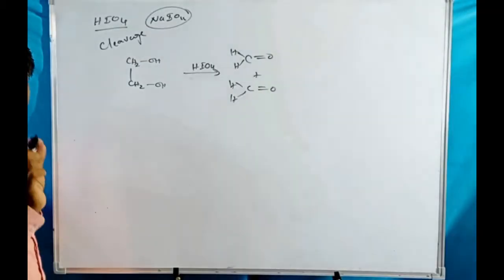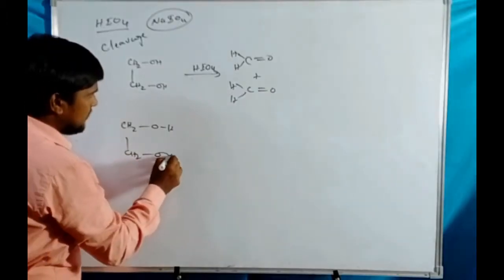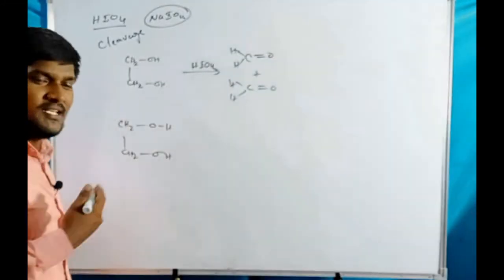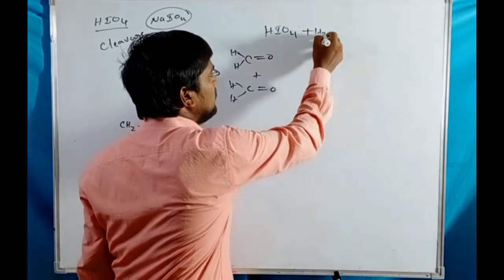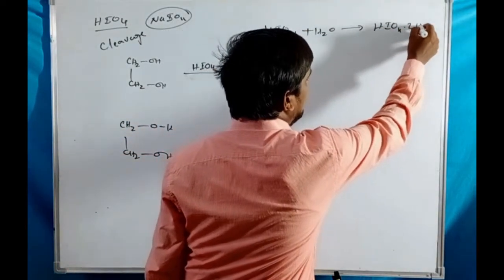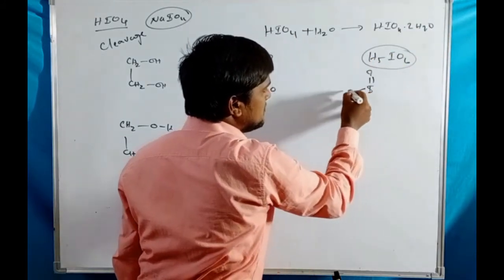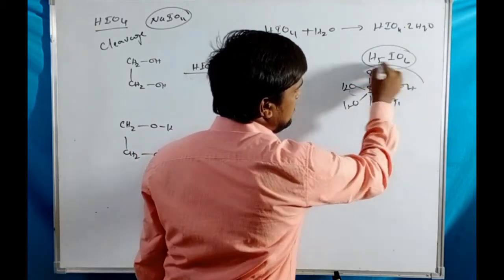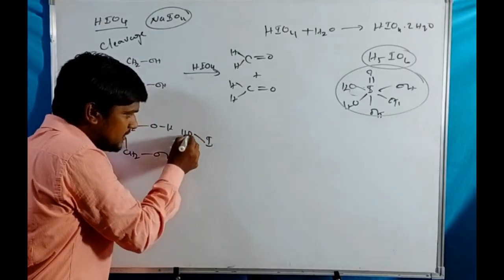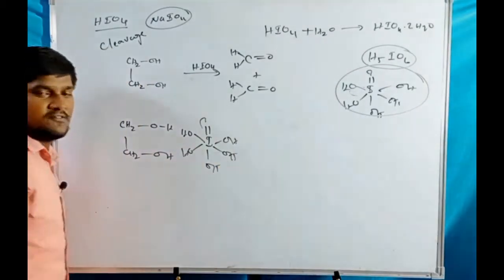Now let us discuss this mechanism very clearly. Here CH2OH, here CH2OH. HIO4 is originally available in a dihydrated form; taken with water molecules, it forms HIO4 with two water molecules, which is present as H5IO6. That is the representation of the HIO4 molecule. Now let us take this H5IO6 moiety, double bond OH, this is the H5IO6 moiety.